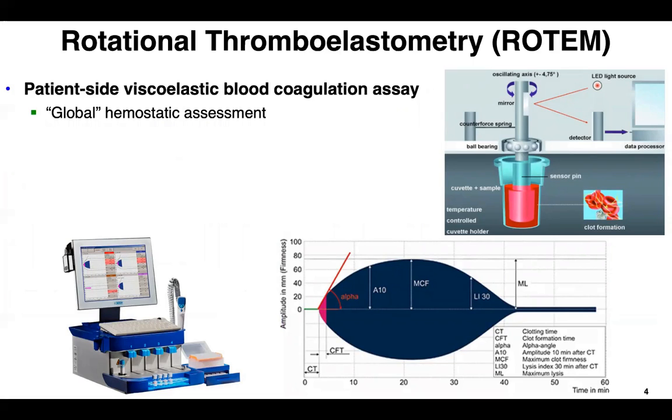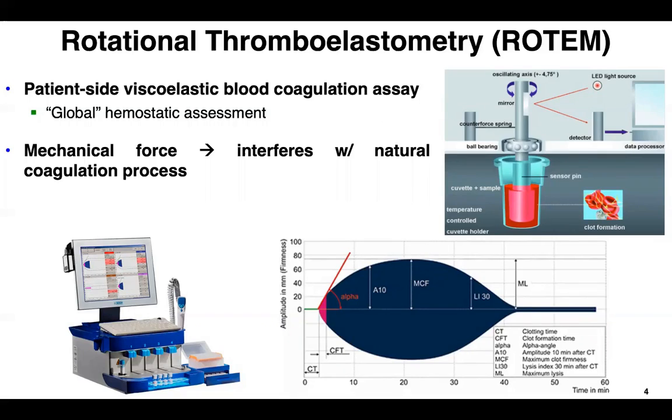ROTEM is the viscoelastic test of blood coagulation, which provides several aspects of the clot formation process. In this test, blood is placed in a cup and a pin is placed into it. The pin starts rotating. When the blood coagulates, the viscosity of blood changes, so that induces a deflection of the pin, which is measured optically and gives us a readout like this. The readout has several different parameters which give us information about onset of clotting time, clotting strength, and clotting speed.